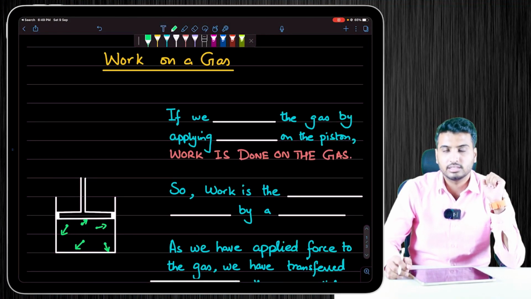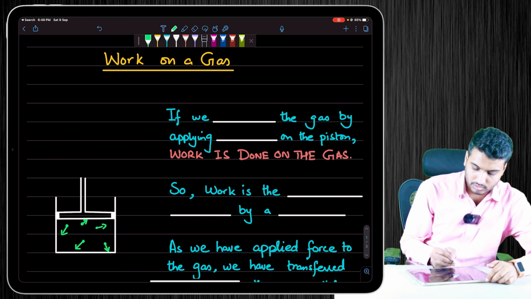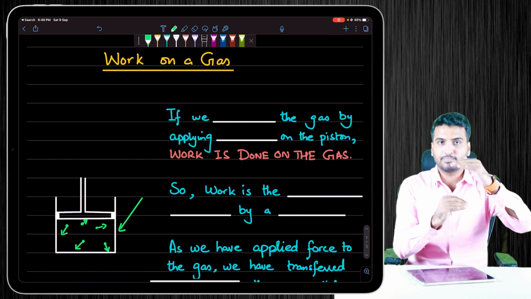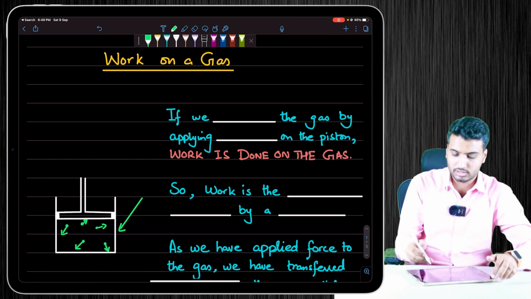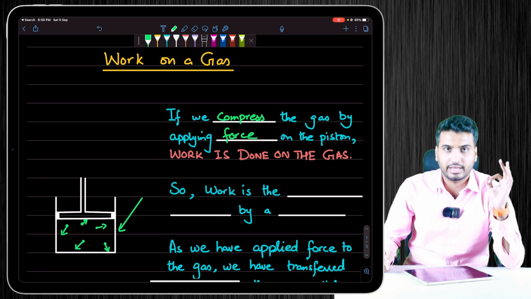Work done on a gas. So if we compress the gas by applying force, what happens? This is the gas inside this container. If we compress the gas by applying force on the piston, work is done on the gas.